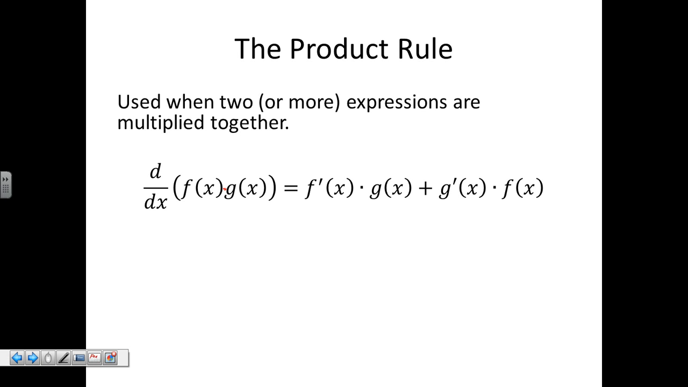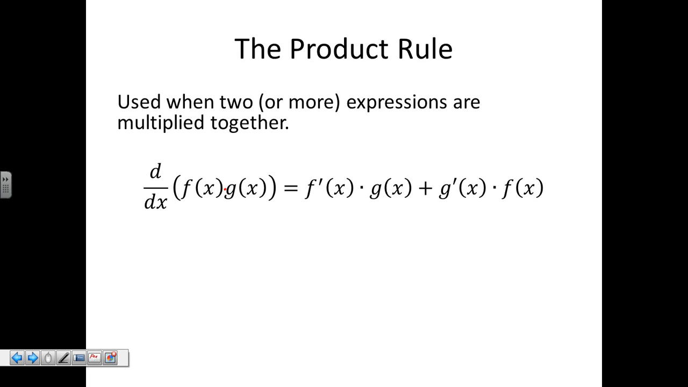So to take the derivative of this product, we take the derivative of just the first expression. This is f primed of x times g of x. So what that means is we take the derivative of the first part, but not the second part. And then we add the derivative of the second part times the first part. Now that's the original first expression, not the derivative of it. So notice what has the prime on it, what has the derivative on it, and what does not.